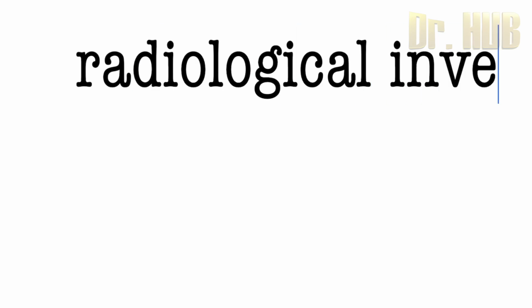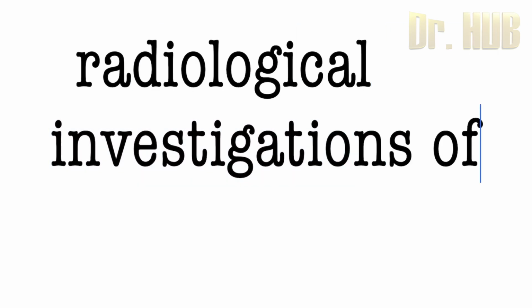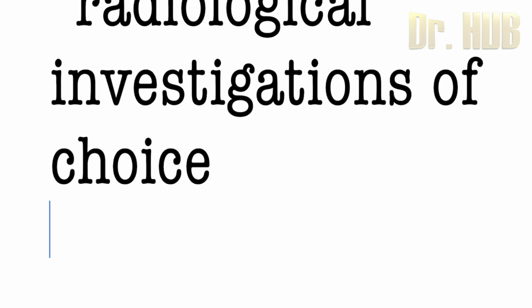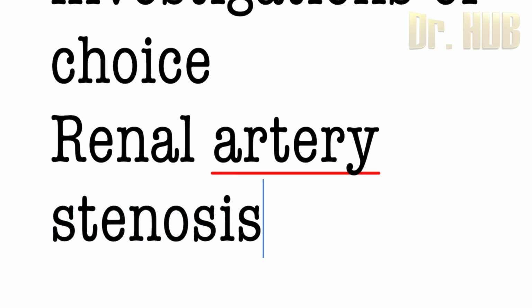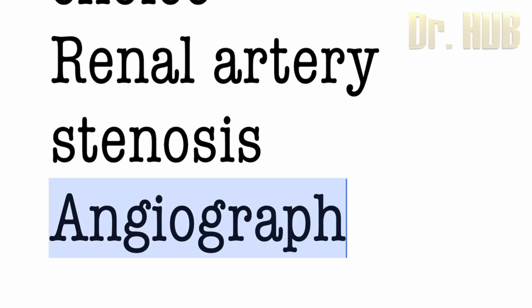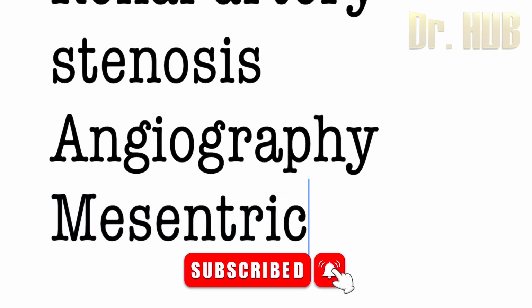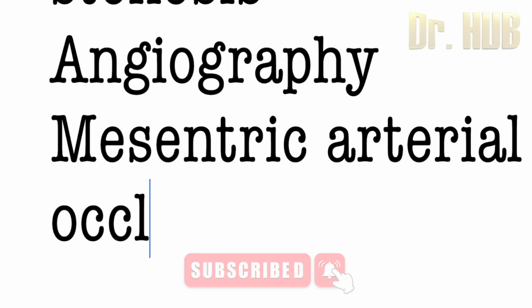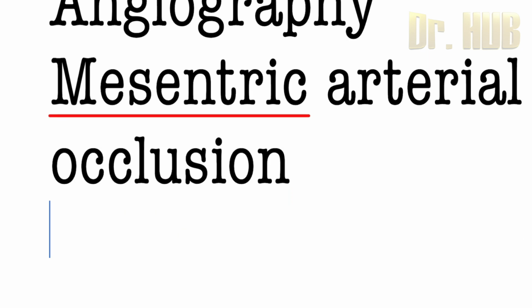Radiological investigations. So radiological investigation of choice, this is what we are looking at. The first is renal artery stenosis. Under renal artery stenosis, the imaging will be renal angiography. And next is mesenteric arterial occlusion. For mesenteric arterial occlusion, it is mesenteric angiography.